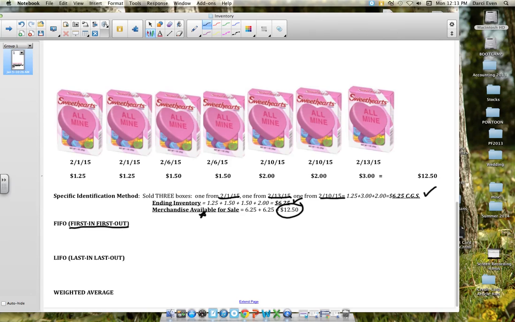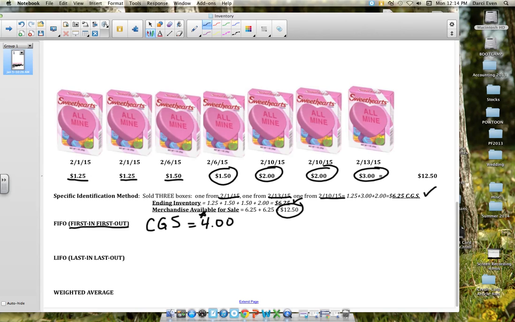And so once again, we sold 3 boxes. We don't know which 3 we sold. With the FIFO method, we just assume that the first ones that we bought would also be the first ones we sold. So with that method, we would right away assume that these are the 3 that we sold. And so we add that together and we get $4. So your cost of goods sold is going to be equal to $4 with the FIFO method. The ones that we have left over here, that would be your ending inventory.